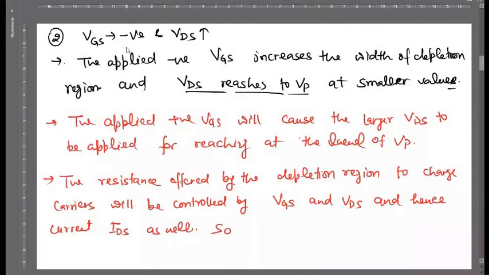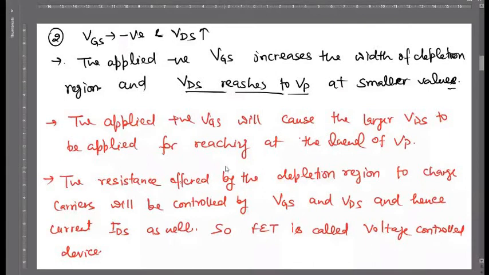So FET is called a voltage controlled device. I don't think there is any doubt now. Okay, this whole operation is clear.